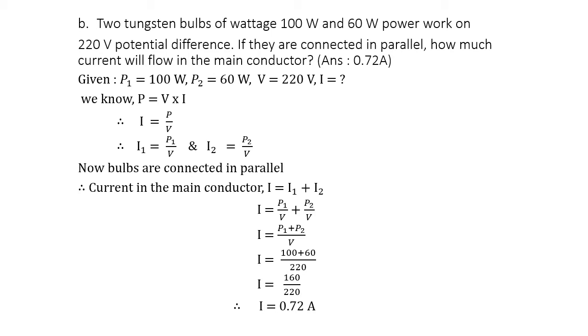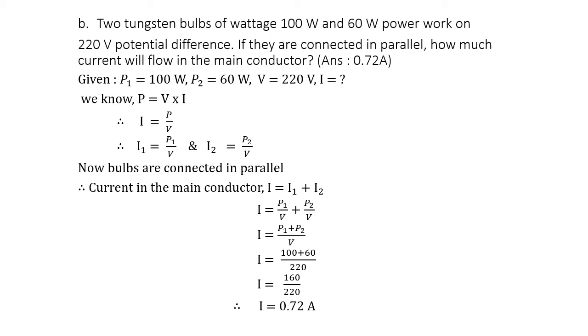So now you have been given the power and the potential difference, and you have to find the current. So again we'll use the same formula as the first question. Power is equal to V into I, that is potential difference into current. Now here you have to find I, therefore we will shift the potential difference V to the left side. So I is equal to P divided by V.